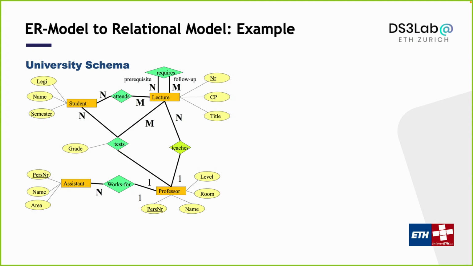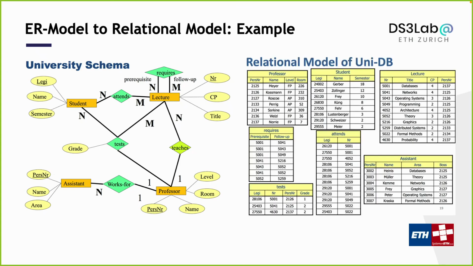Now let's look at this ER diagram and try to think about how we translate it. We have been talking about this many times now. Every single entity set becomes a relation. So we can have the professor, we have assistant, we have student, we have lecturer, and all those relationships on the left-hand side become relations on the right-hand side. And you can think about whether it makes sense to actually merge them.